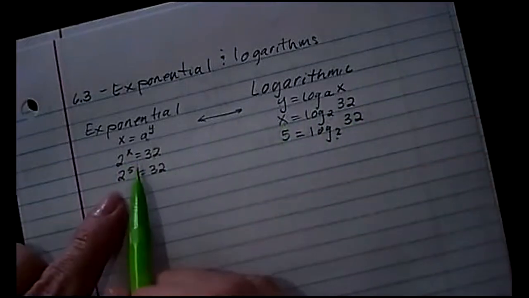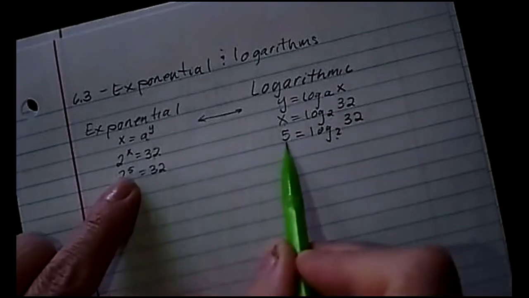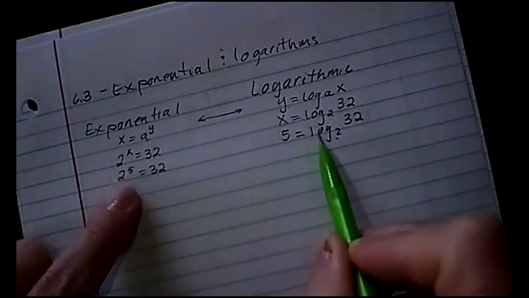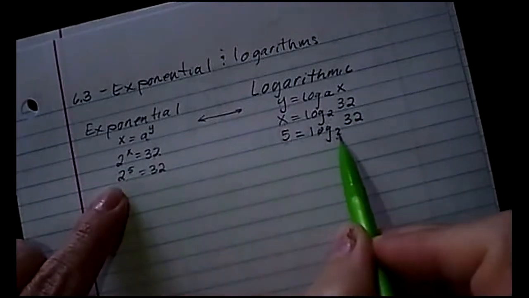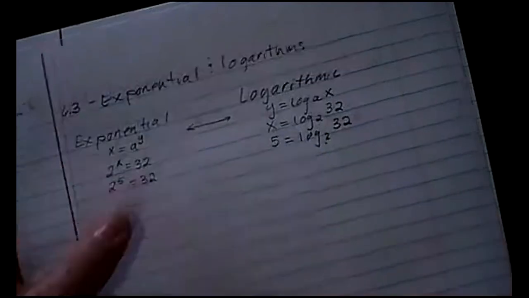So really, this 32 and this x are going to switch sides when we write them as logarithms. So let's take a look at this one. So 2 to the 5th equals 32. So we're going to bring the power over, equals our log of whatever the base is, which is 2, 32. So that's just kind of rewriting them.